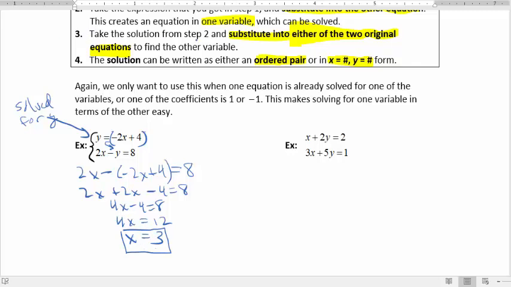I take the solution from step 2, which is x equals 3, and I substitute it into either one of the two original equations. So it's easiest just to use the top equation, because the top equation is already solved for y. So I'll take this 3 and I'll substitute it now for x in my top equation, and I'll have y equals -6 plus 4, so y equals -2.